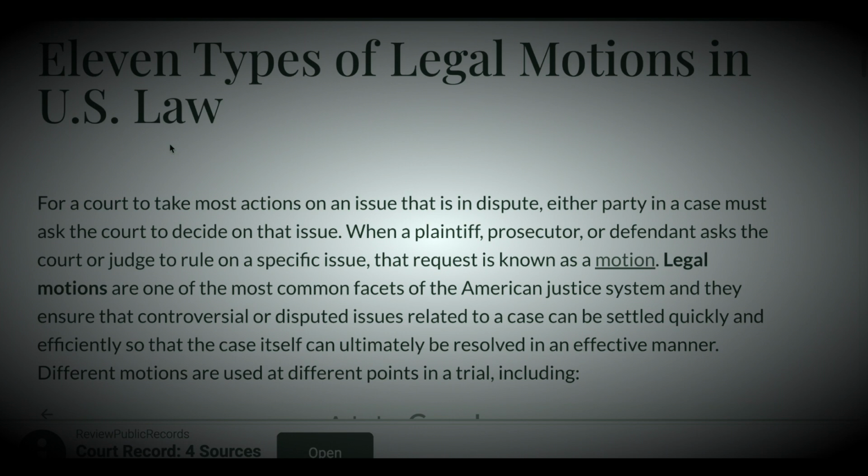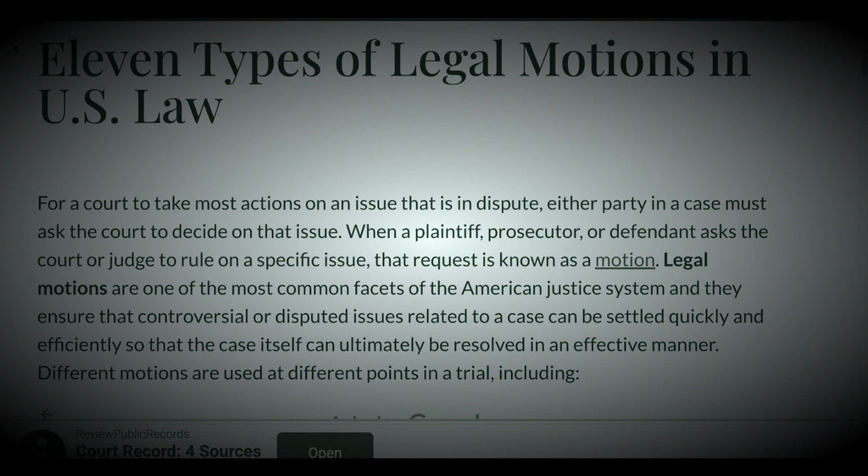Here we go. For a court to take most actions in an issue that is in dispute, either party in a case must ask the court to decide on that issue. When a plaintiff, prosecutor, or defendant asks the court or judge to rule on a specific issue, that request is known as a motion. Legal motions are one of the most common facets of the American justice system, and they ensure that controversial and disputed issues related to a case can be settled quickly and efficiently so that the case itself can ultimately be resolved in an effective manner.